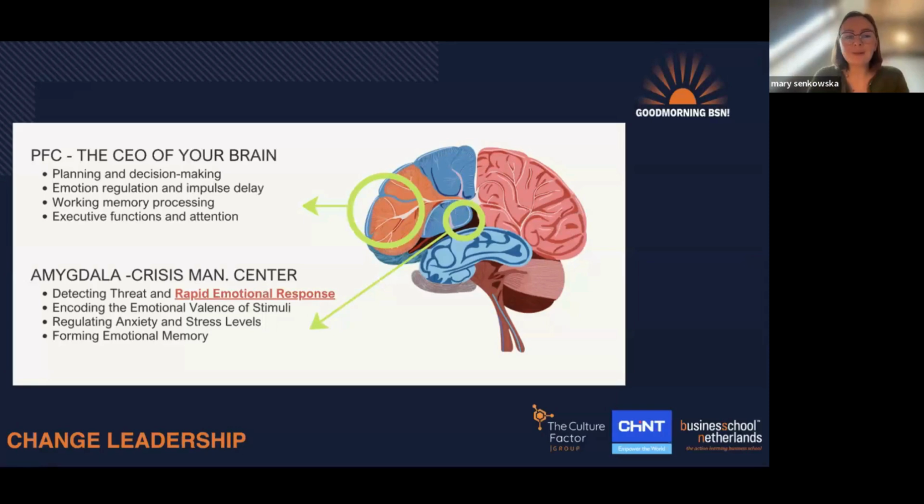This is where all the planning and decision making happens. This is where the emotion regulation and impulse delay comes in, our working memory processing, and most importantly, our executive functions and the attention. So this is the place that decides analytically, critically, and logically, right? This is the CEO of our brain. Like in an organization, it gets the input from a lot of different places and analyzes, and then it decides.